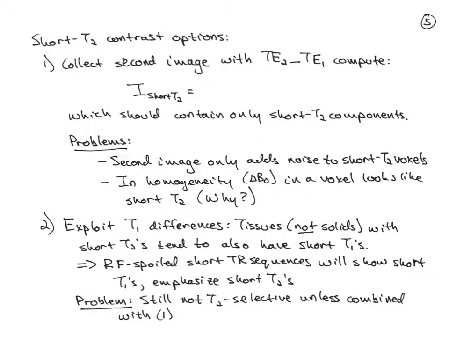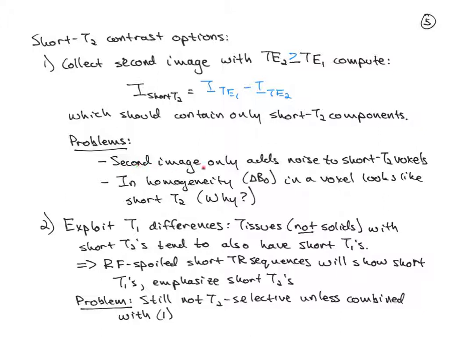Okay, so we have a few options here to get short T2 contrast. We can first of all collect a second image with a longer echo time, and then compute the difference between these two images to subtract out the long T2 components. So then, because the long T2 components will stick around in both images, subtracting these two images should leave behind only the short T2 components.